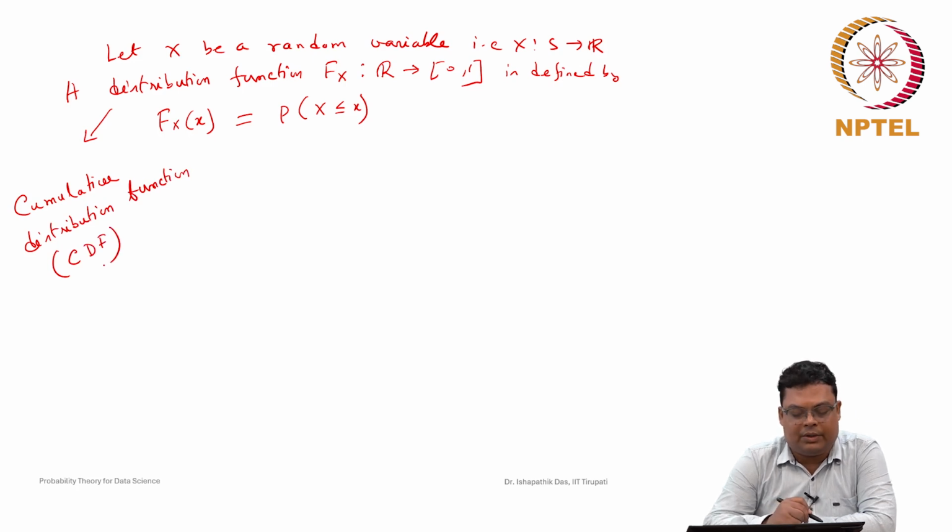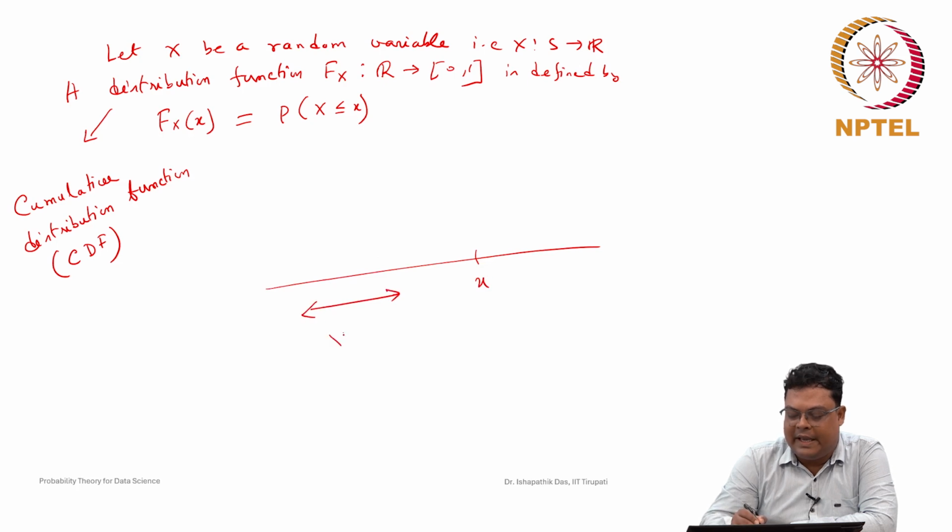We sometimes say CDF. Cumulative, why? Because we are considering the probability that the random variable takes values less than or equal to x. That means for any real number x, you want to know the probability that X belongs to the interval minus infinity to x. That is why it is cumulative: it is not a particular point, it is minus infinity up to x. This holds for all x belonging to the real numbers.